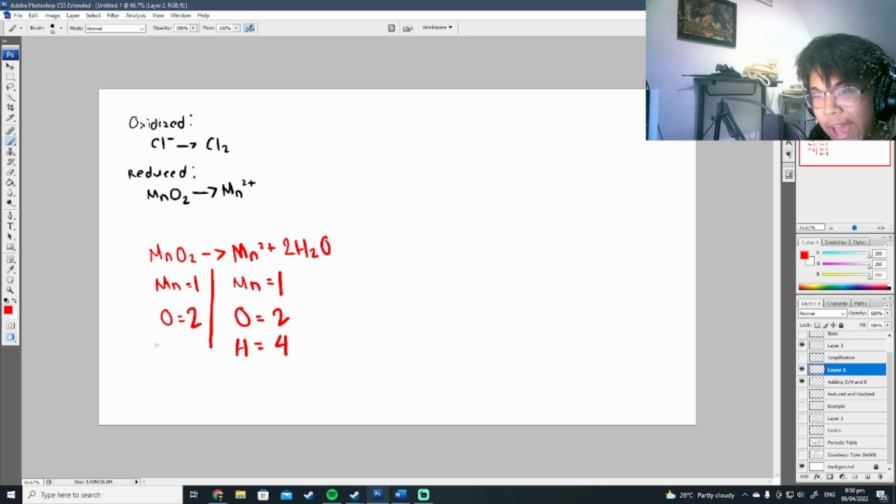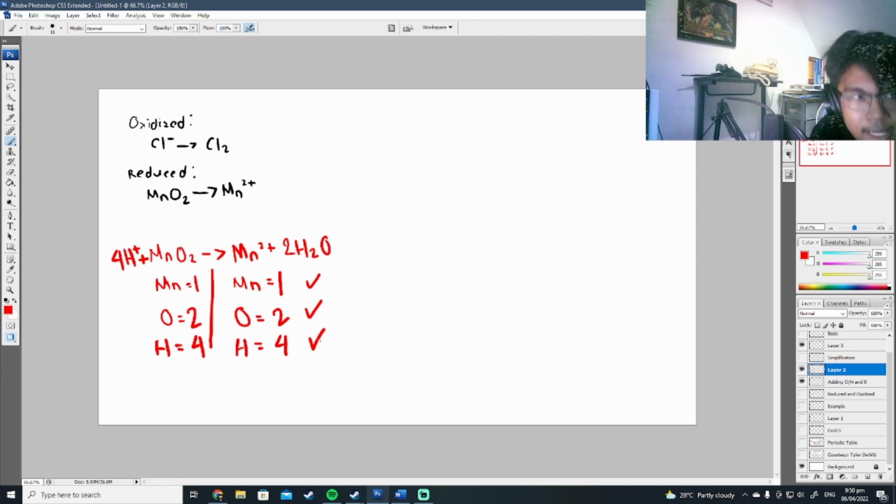On the other side we don't have any hydrogen whatsoever, so we have to add hydrogen there. How do we add hydrogen? The only thing we have to do is add 4H+. This is a superscript, by the way. Now we have 4 hydrogens, and it balances out. We have manganese, we have oxygen, and we have hydrogen.